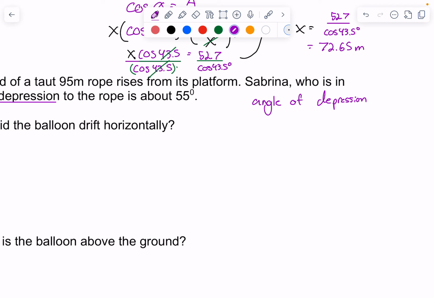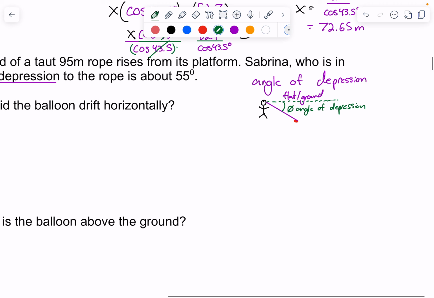What that means is, if this is you, and you were looking straight ahead, but then you saw something shiny on the ground, what angle would you have to tilt your neck to look down and see that object? The angle relative to the flat, the ground, the angle that you had to tilt your head at, this theta right here, is your angle of depression.